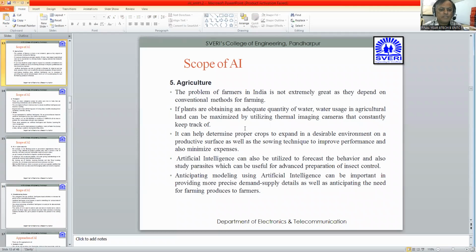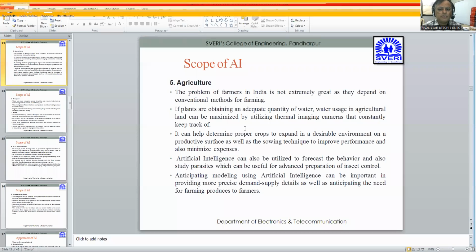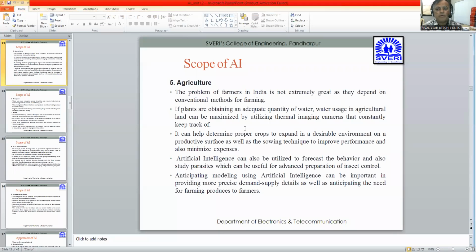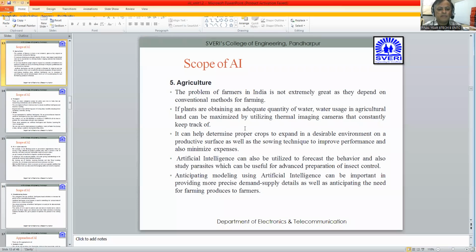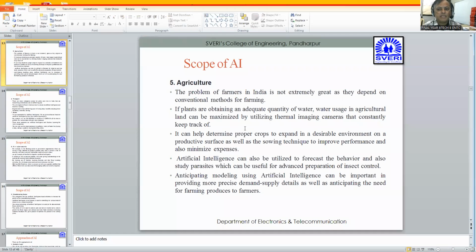There are a lot of reasons behind that. To check whether plants are obtaining an adequate quantity of water, water usage in agricultural land can be optimized by utilizing thermal imaging cameras that constantly keep tracking. The most important thing as far as farming in India is concerned is the water issue, and that can be solved with the help of artificial intelligence. It can also help determine proper crops to grow in a desirable environment for the productivity surface, as well as sowing techniques to improve performance and minimize expenses.